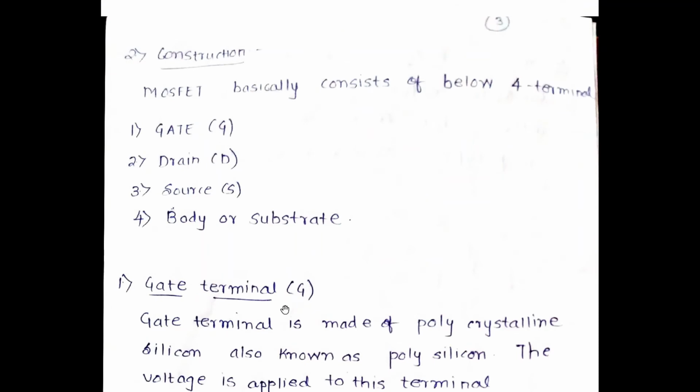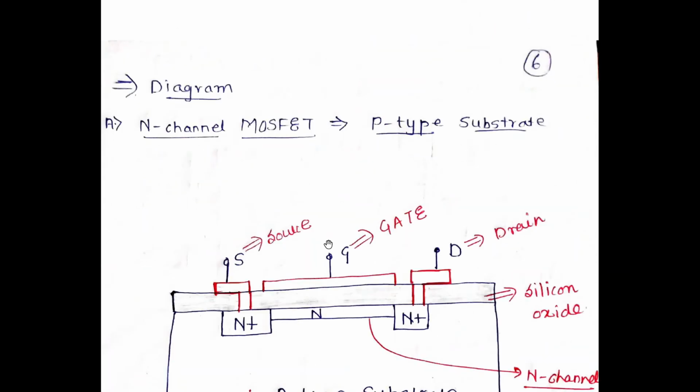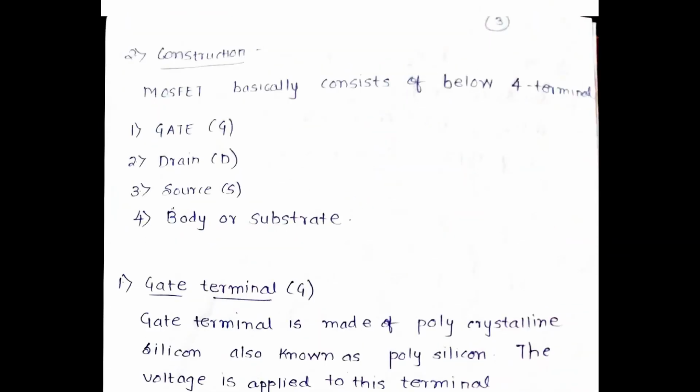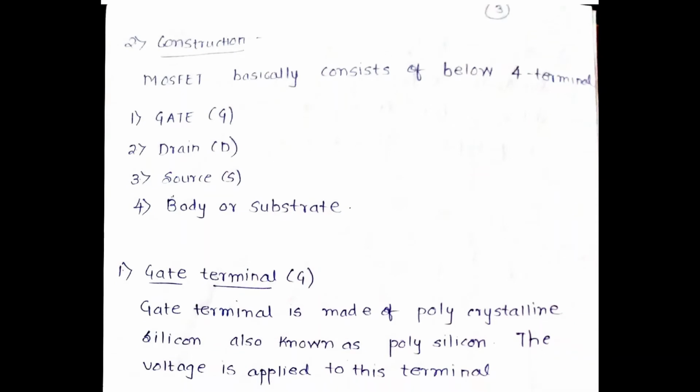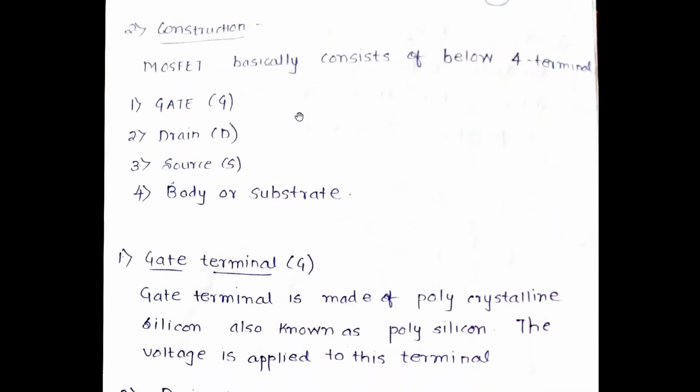Now, the MOSFET is basically a 4-terminal device. Okay, MOSFET is a 4-terminal device which has the gate terminal, the drain terminal, the source terminal, and the body and the substrate. We'll be talking about this in detail when we're learning the diagrams for it, so do not worry. This is a theoretical part which you need to remember, that a MOSFET is a 4-terminal device consisting of gate, drain, source, body and substrate. So what is gate?